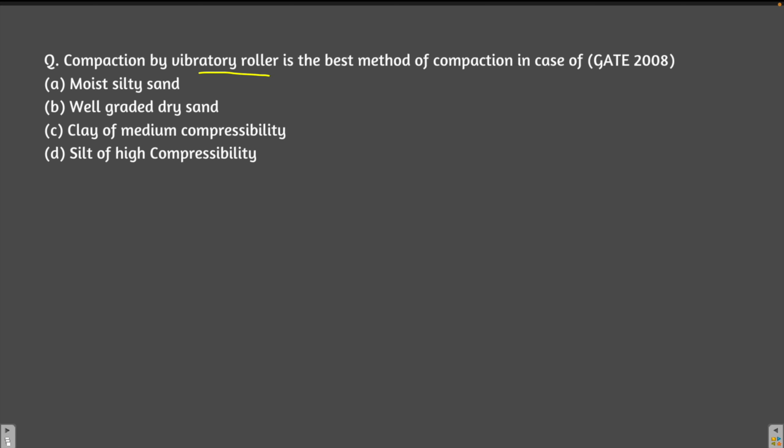Compaction by vibratory roller is the best method for compaction in the case of moist silty sand, well graded dry sand, clay of medium compressibility or silt of higher compressibility. Now vibration, this method is suitable for sand only. We do not apply vibration in the case of clay or silt. In case of clay, we either use pneumatic rollers or sheep foot rollers. For clay, we use sheep foot rollers.